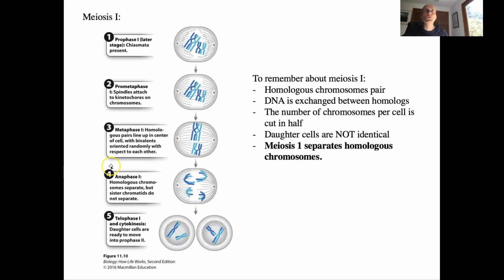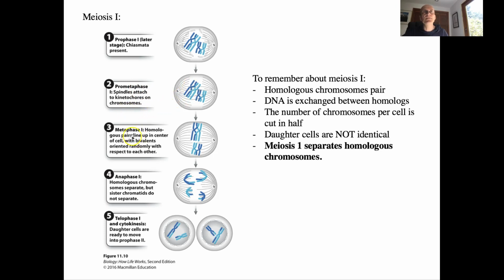All right, so let's go through the individual phases. And you'll see that there's a lot of it that is similar to what's going on in mitosis, but then there are some important differences. All right, so prophase 1 we just discussed. Prometaphase 1, the spindles attached to the kinetochores, right? Those are the proteins that are surrounding the centromeres.